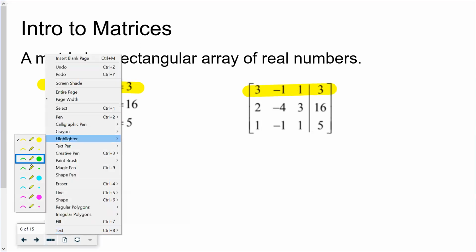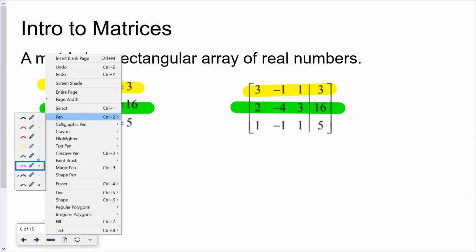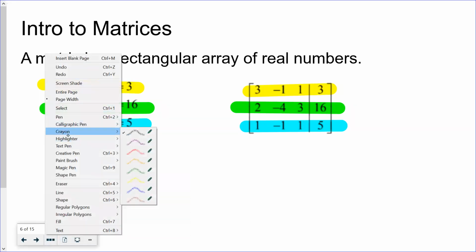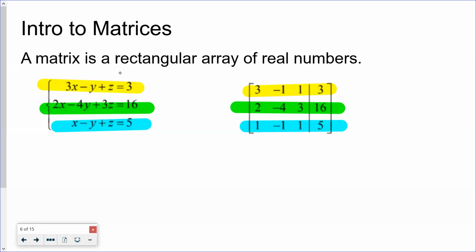And then I'm going to take the coefficients from my second row: 2, -4, 3, 16. And lastly, when I come down here for that third row, we have x minus y plus z is 5. We'll just look at the coefficients. That's 1, -1, 1, 5. And notice where the equal sign is, we put just a little line there. That line is going to represent our equal sign.